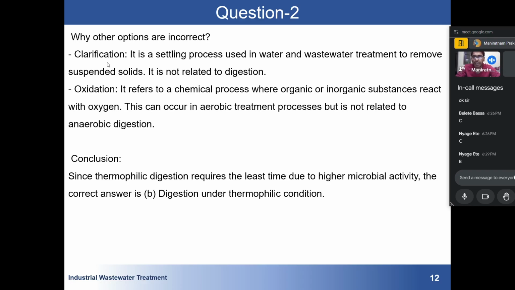The other options are incorrect. Clarification is a process used in water and wastewater to remove suspended solids. It is not related to digestion. Oxidation is also not related to digestion. It is a chemical process where organic or inorganic substances react with oxygen. This can occur in anaerobic treatment, but it is not related to anaerobic digestion. So the correct answer was B.